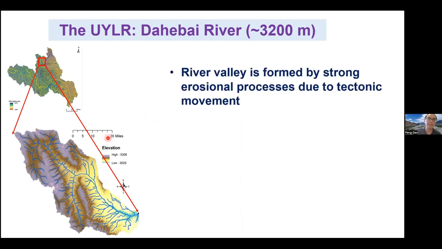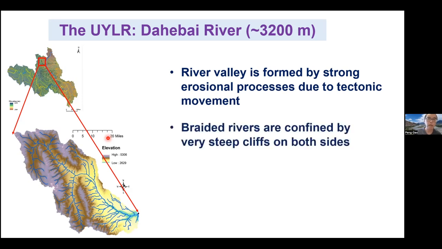What you can see here, you're not going to see clearly from this, but I will show you next. The physical characteristics of this river is that its valley is formed by very strong erosion processes because of tectonic movement. And also the braided rivers developed within this valley are confined by the steep cliffs on both sides of the river.